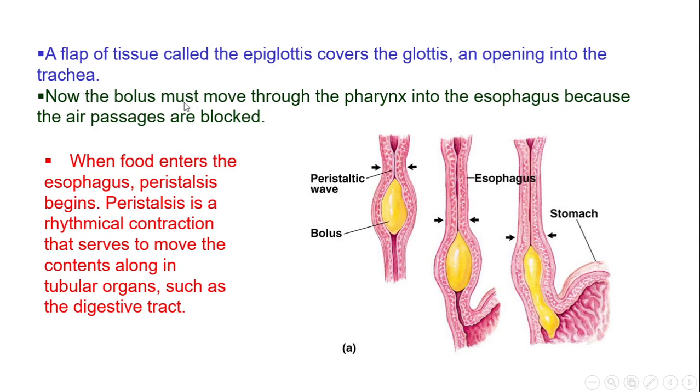Now the bolus must move through the pharynx into the esophagus because the air passages are blocked. When food enters the esophagus, peristalsis begins. Peristalsis is a rhythmical contraction that serves to move contents along tubular organs such as the digestive tract.